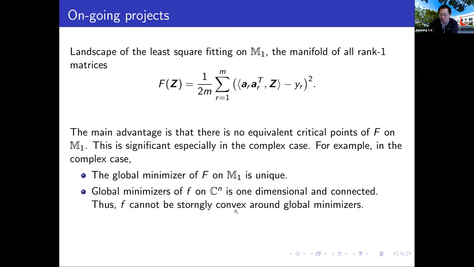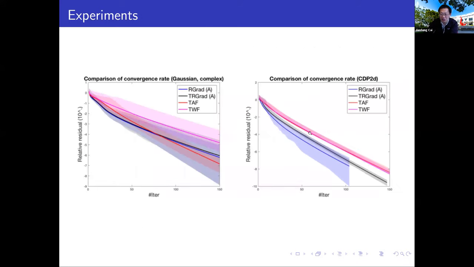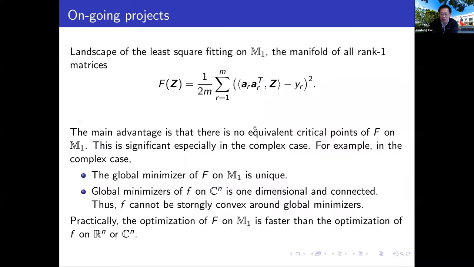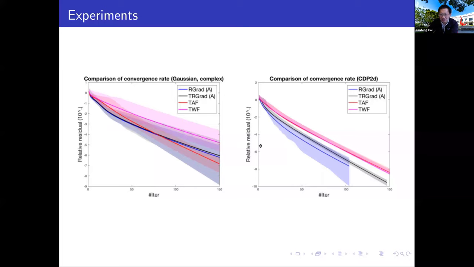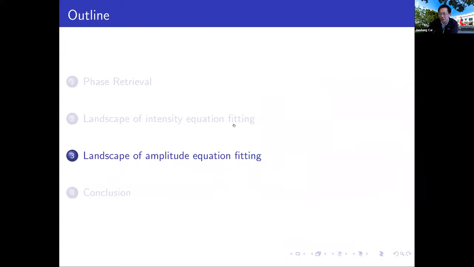So then this f cannot be strongly convex around the global minimizers, but for this capital F, because its global minimizer is unique, there is a chance that it is strongly convex around the global minimizers. And practically, more importantly, the optimization of this capital F on the manifold is faster than the optimization of little f in R^n or C^n. So here are some experiments to demonstrate the algorithms on the manifold. Indeed, it is faster. So anyway, this is just the landscape of the intensity equation fitting.